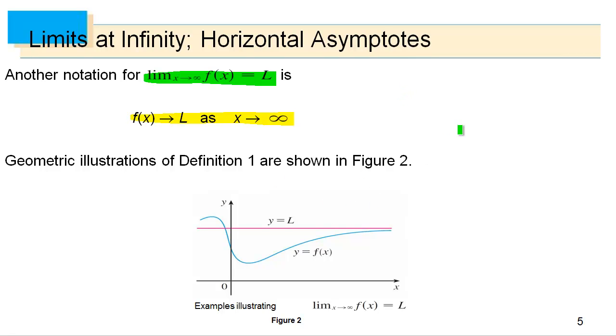Here's another geometric illustration of the definition. We have this y equals L horizontal line, and as we move off in one direction, the function approaches it, even if it doesn't do so in the other direction. These types of limits are always one directional. We're always looking at x going to infinity or x going to negative infinity, and we look at those things separately.